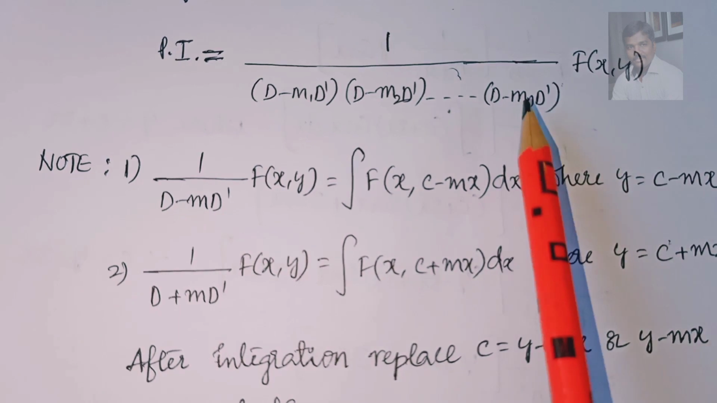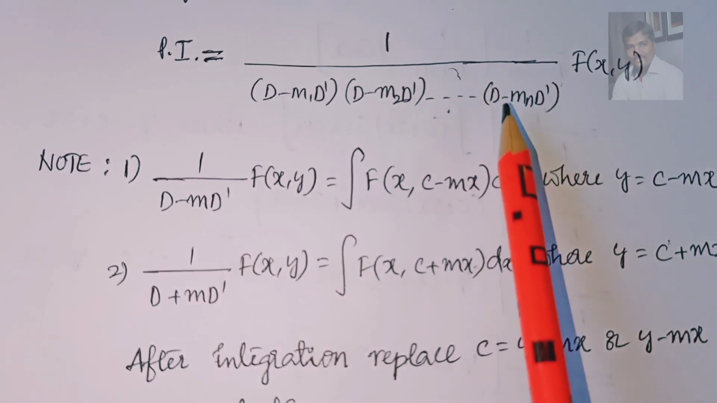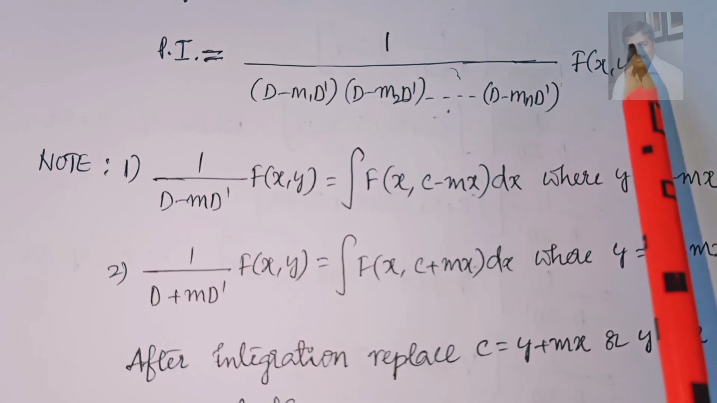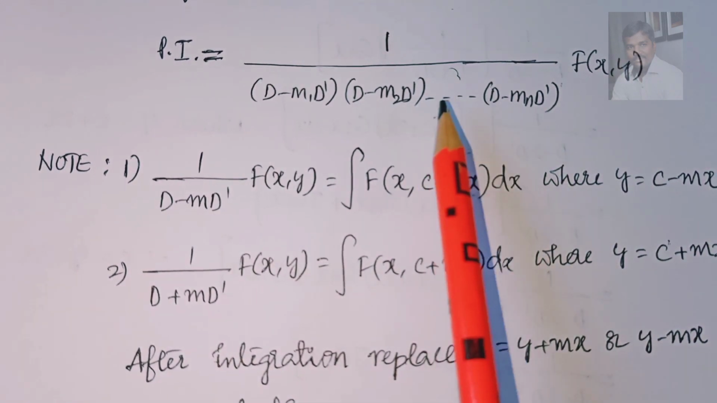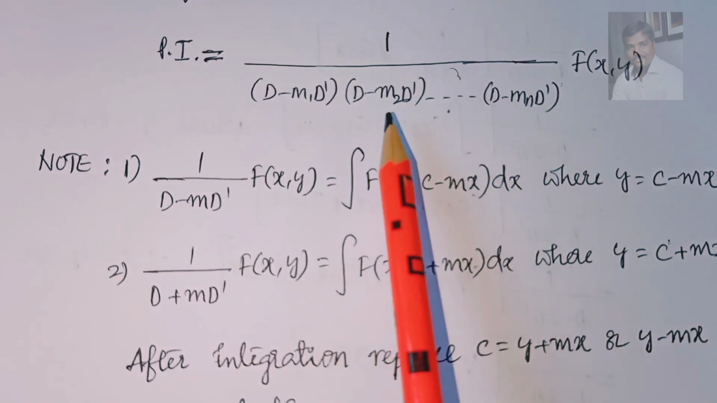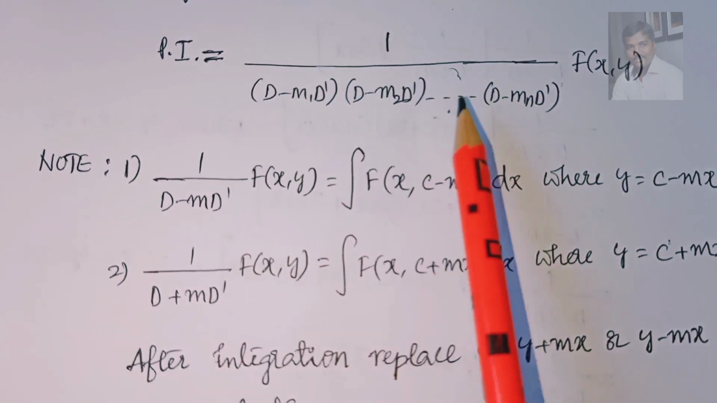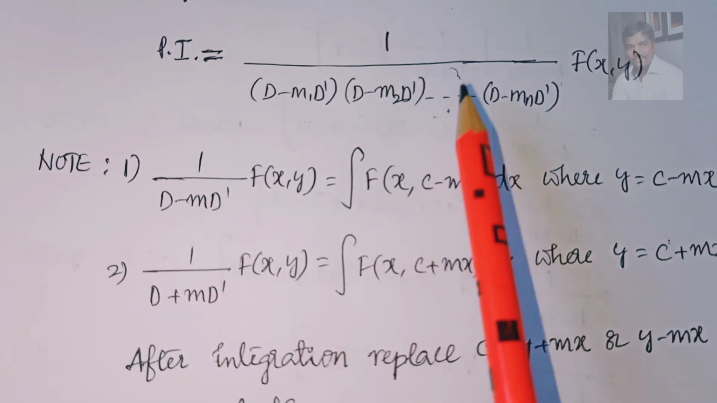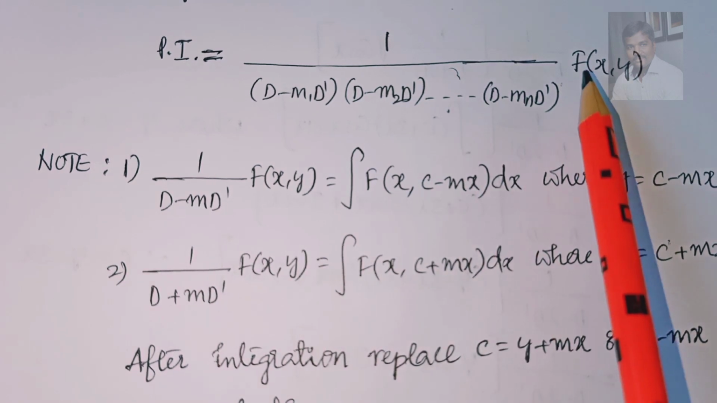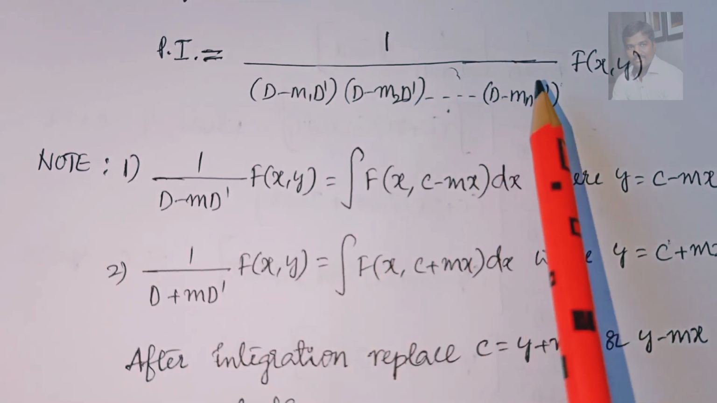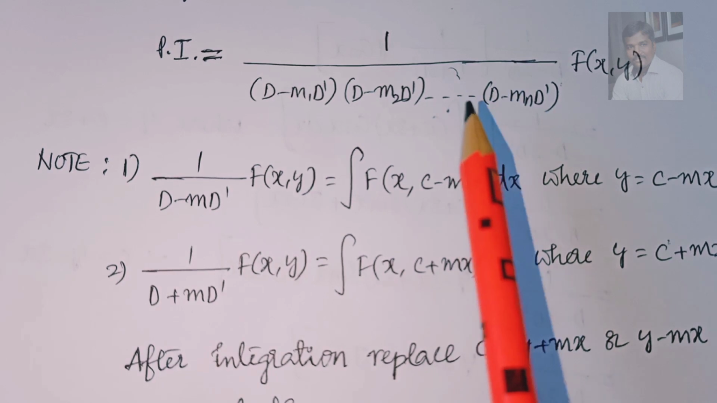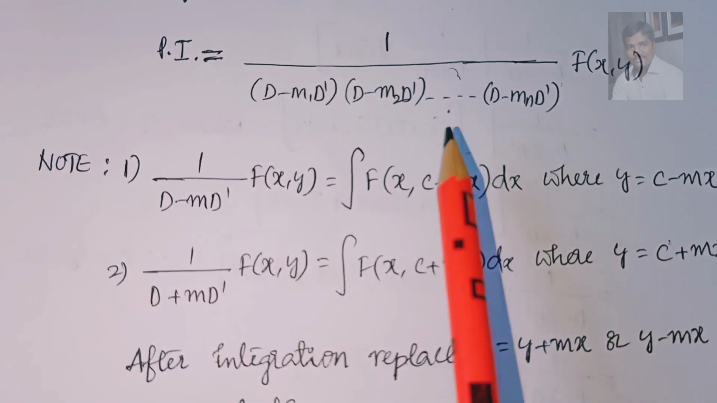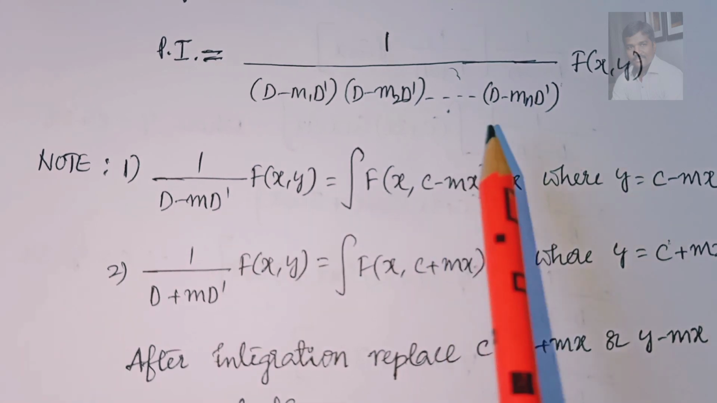So what we have to do is operate one by one on this. That is, first 1 by (D minus m1 D dash) on this, then we have to solve it, and then the next one, solving one by one depending on this equation. If it is a quadratic equation, we may have only two linear factors. First we operate the first factor on f of x comma y, and after solving that we operate the second one. For a cubic equation it has three factors, and you have to operate one by one.